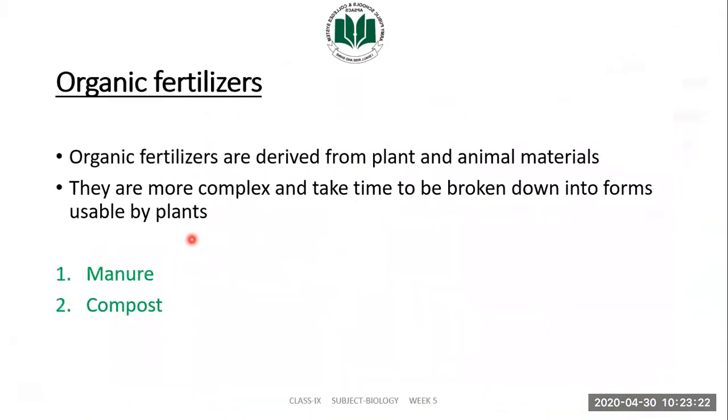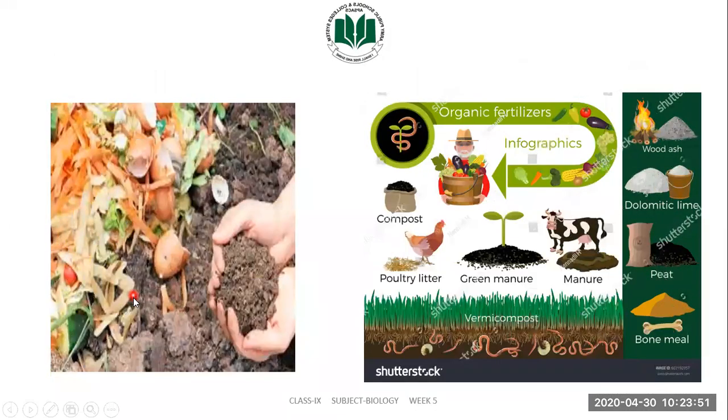Coming towards organic fertilizers: they are derived from plant and animal materials. Their waste products and the peels of plants are all included in organic fertilizers. Organic fertilizers are more complex and take time to be broken down into forms which are usable by the plants. The most commonly used organic fertilizers are manure and compost. What are those terms? Let's see in our upcoming slides.